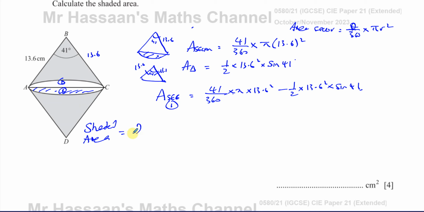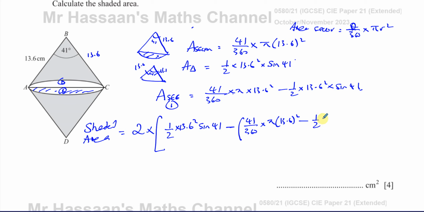So I'm going to put is equal to 2 times. And now I have the area of this triangle, okay, which is 1/2 times 13.6 squared times sine of 41 minus the area of this segment here, okay, which is the same as the area of the segment up there, which is this basically. So take away 41 over 360 times pi times 13.6 squared minus 1/2 times 13.6 squared times sine of 41.